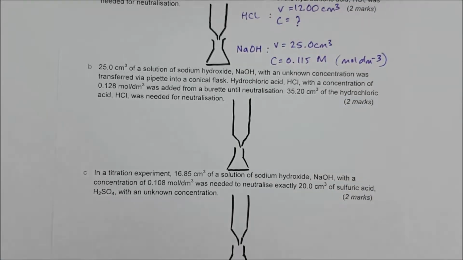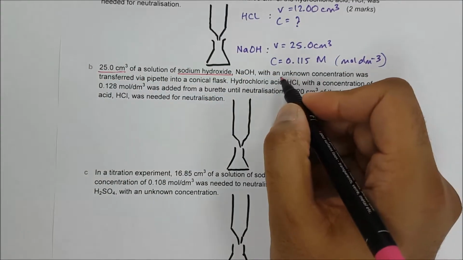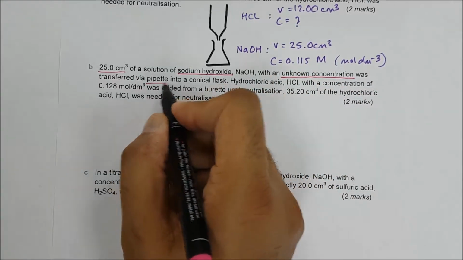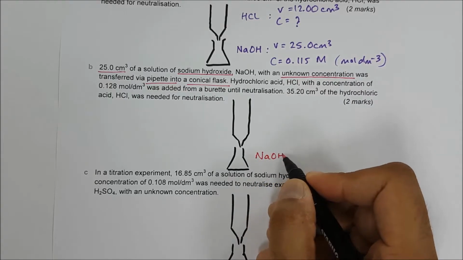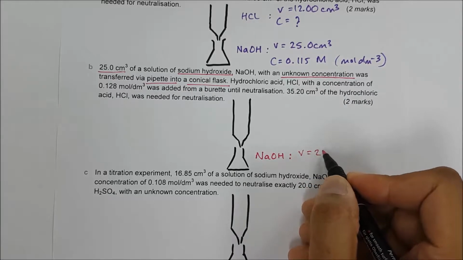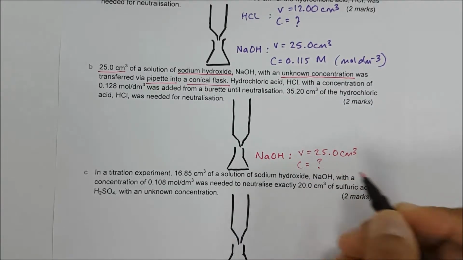Question 2b. 25 centimeters cubed of sodium hydroxide with an unknown concentration this time was transferred via pipette into a conical flask. If we annotate on, NaOH is into the conical flask again. The volume, 25 centimeters cubed. Concentration is unknown.